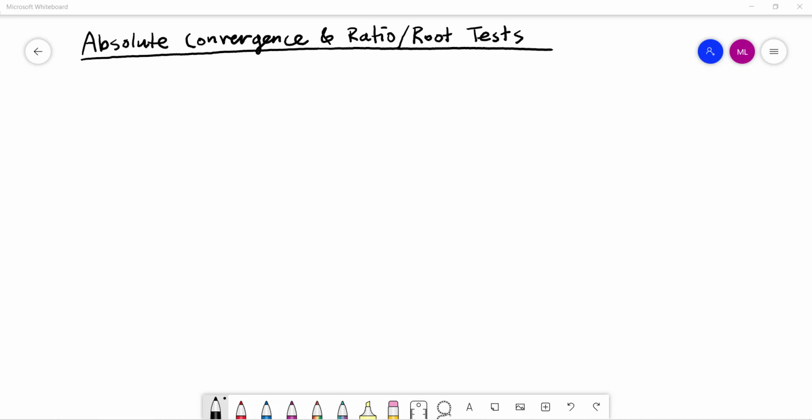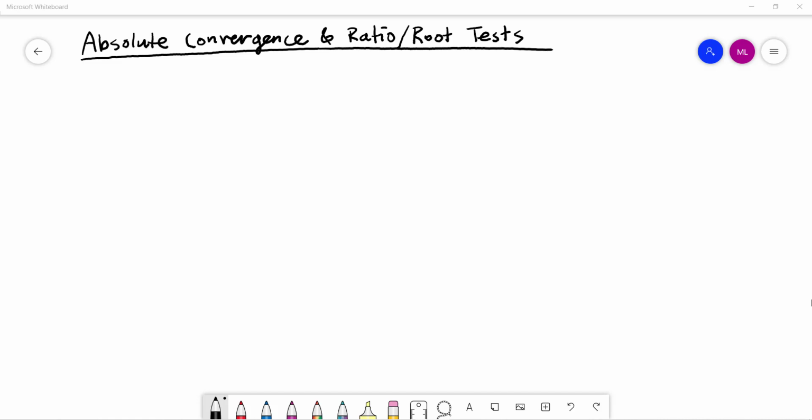In this video, we're going to take a look at the concept of absolute convergence and how it differs from what we've been talking about so far when we talk about convergence. We're also going to look at two more convergence tests, the ratio test and the root test, that allow us to determine convergence of a series. But let's start with the idea of absolute convergence.